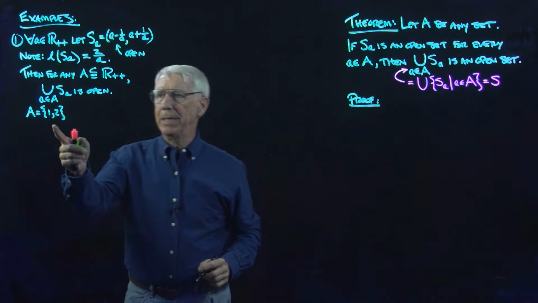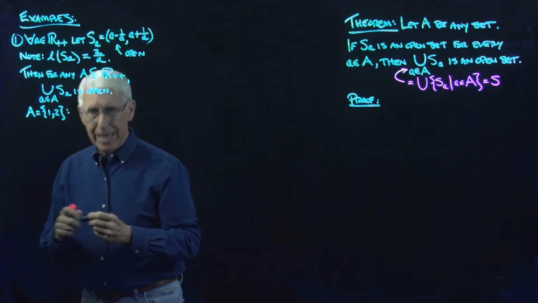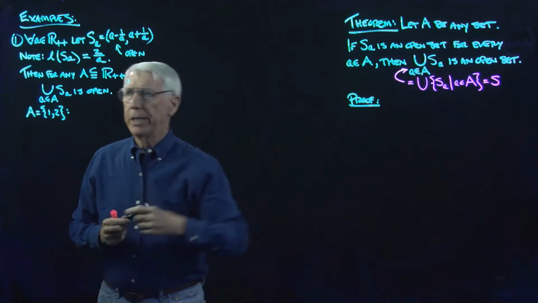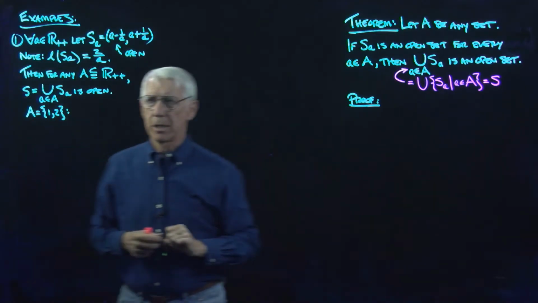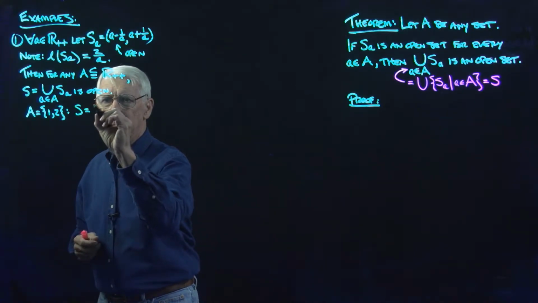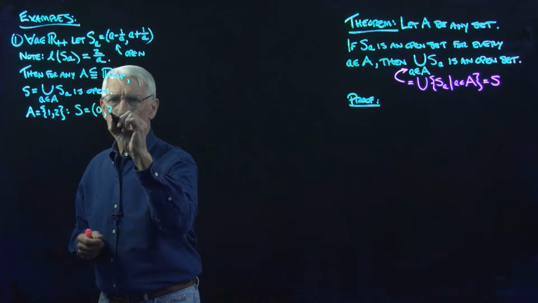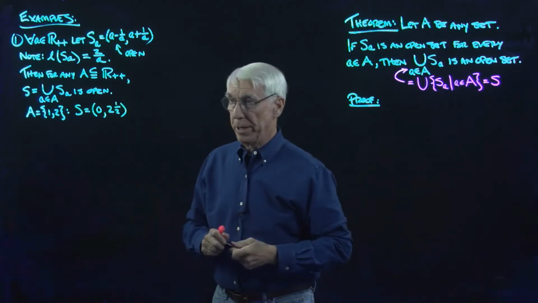In particular, let it be just 1 and 2. Then, and let's call this S here as well. I used S over here, so let's call this S, to give it a shorthand name. Then, in this case, S happens to be the interval from 0 to 2.5, the open interval.